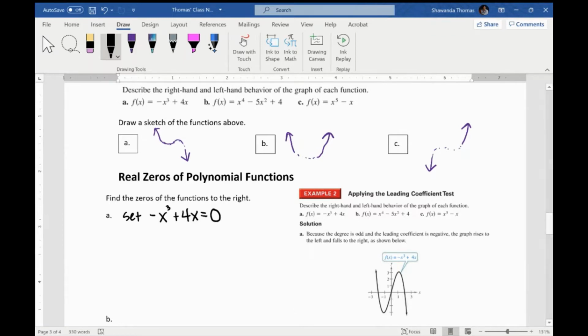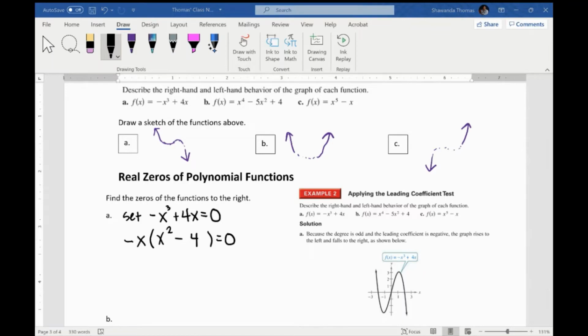What do you think the next step is? Factor. You have to factor. Anybody other than Kenneth, can you tell me what you would factor out? X. A negative x. It starts with that negative, so we're going to factor that negative x along with it. Negative x times what is negative x cubed plus 4x? X squared minus 4. All right. Because that negative times that negative gives you positive.